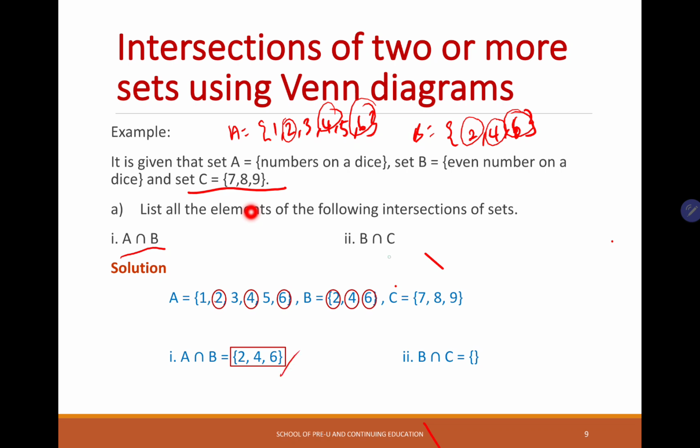And the elements for B intersect with C. B has 2, 4 and 6, right? Here we have 7, 8 and 9. Do we have any value that intersects? No, we don't. So we just write it like this, because we don't have any element that intersects with each other.